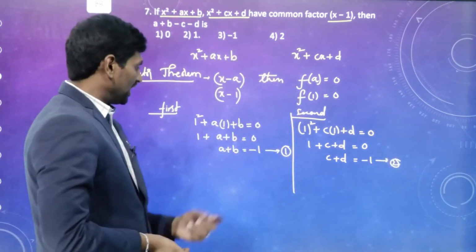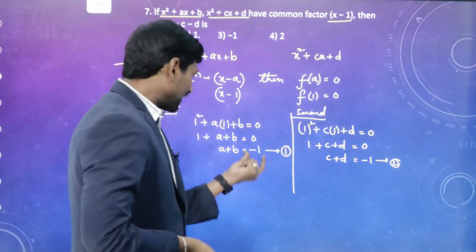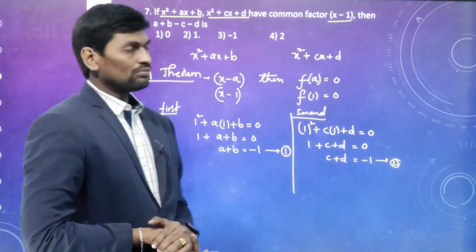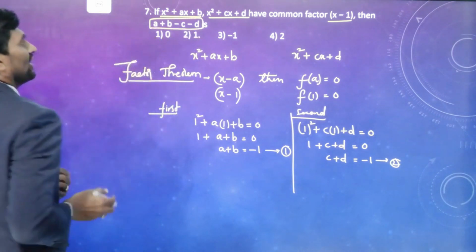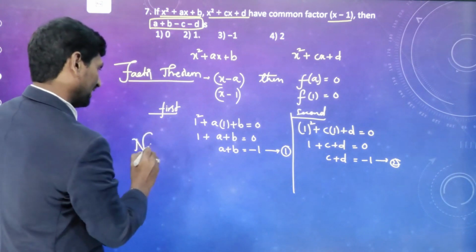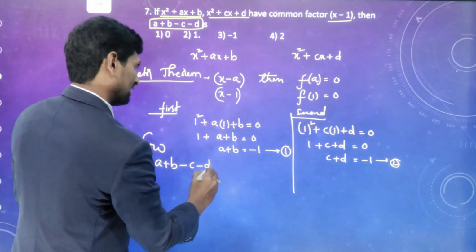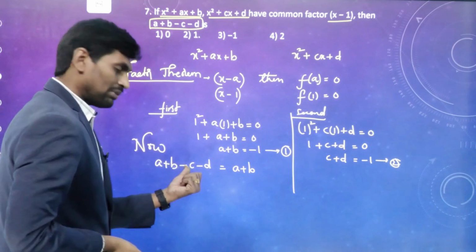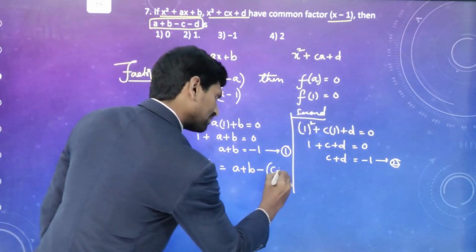Now just observe equation 1 and equation 2, both answers are minus 1. A plus b value is minus 1, c plus d value is also minus 1. But the actual condition is a plus b minus c minus d. Now we need to find the value of a plus b minus c minus d. So a plus b I can write as it is, a plus b, but minus c minus d I can take as minus of c plus d.